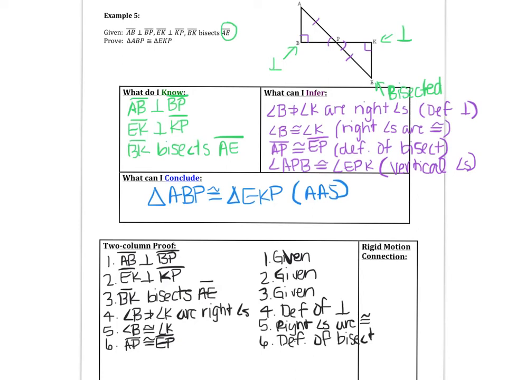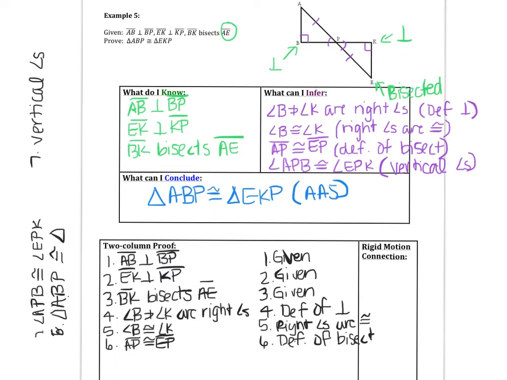Okay, I'm going to have to go up here. I ran out of room. So step 7 is going to be that angle APB is congruent to angle EPK. And I knew that because of vertical angles. And lastly, finally, triangle ABP is congruent to triangle EKP. And that's angle, angle, side. That was a long one.